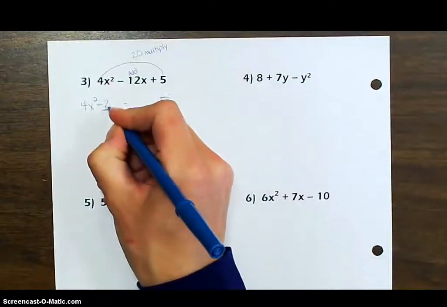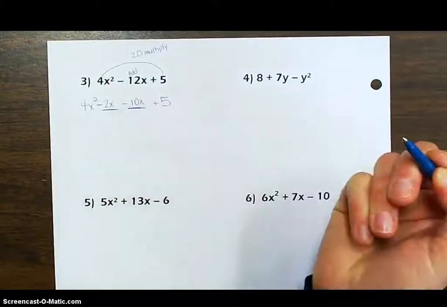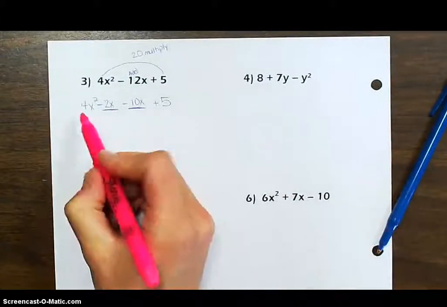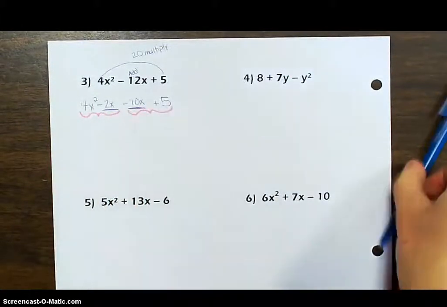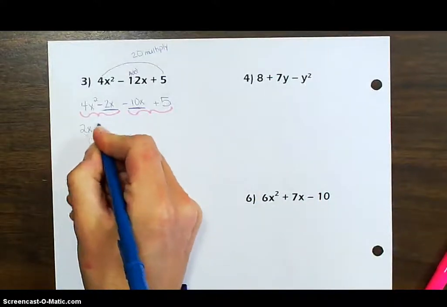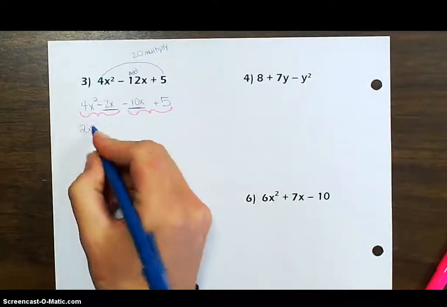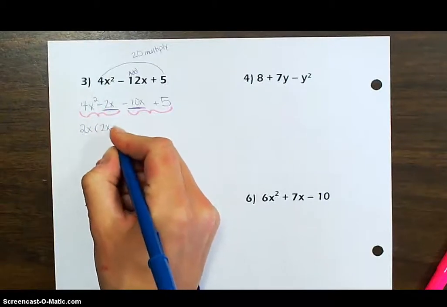I'm going to put my 2x with the 4. I'm going to put my 10x here with the 5. Okay, so now we can use our GCF factoring. So if I look at my first two, my GCF is a 2x. And then I divide that and put it on the outside, so that's going to leave me with 2x minus 1.